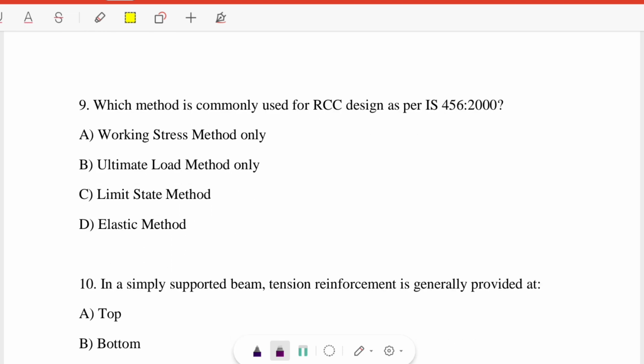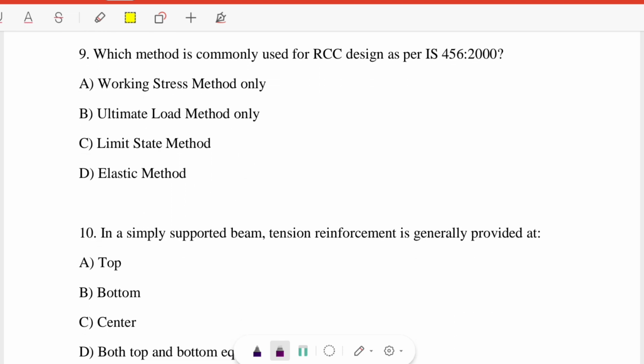Next question, which method is commonly used for RCC design as per IS 456-2000? Option A working stress method, option B ultimate load method, option C limit state method, option D elastic method. So the correct answer is option C, limit state method. Previously we were using the working stress method, but now we are using the limit state method.